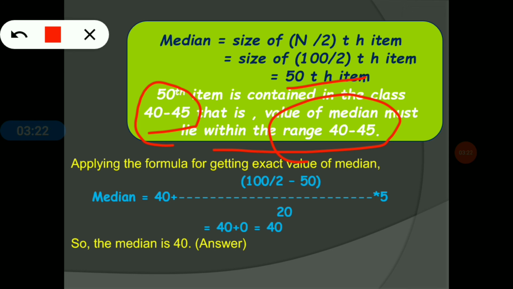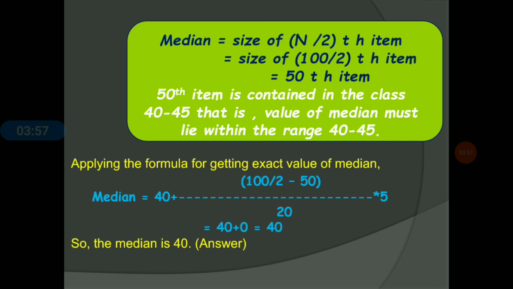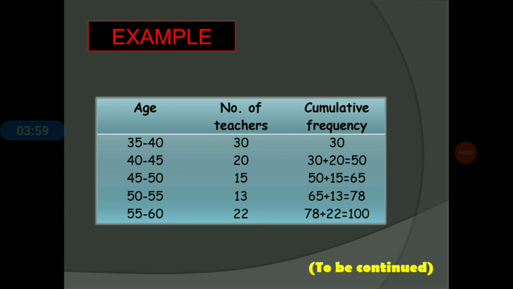So what is the lower class limit? That is equal to 40. Applying the formula for getting the exact value of median, median is equal to L1, which is 40. Clear? And we already know n by 2, that means 100 by 2, minus the cumulative frequency. The 50th item is contained in the class 40 to 45, so the value of median must lie within that range. So now going to the previous slide.